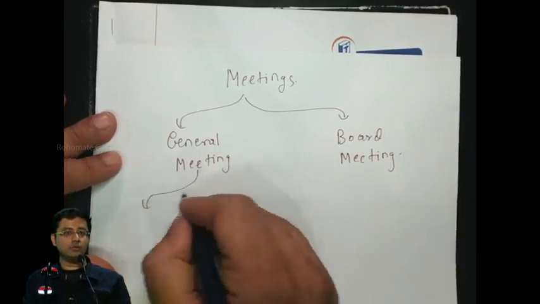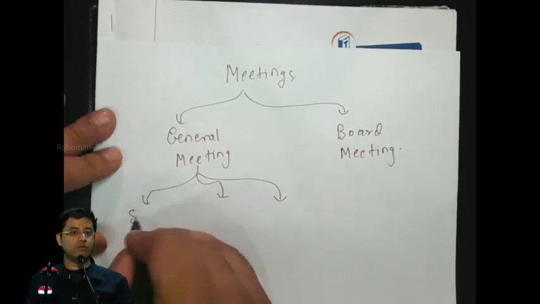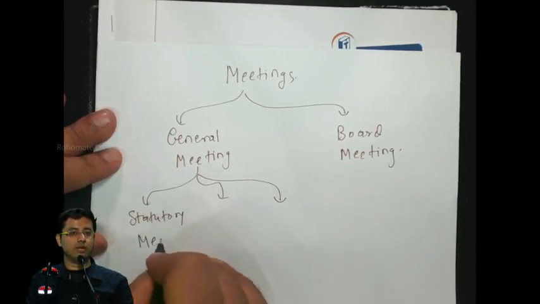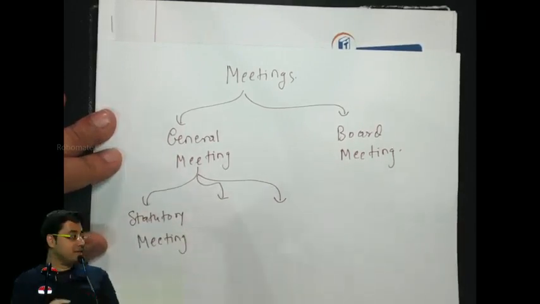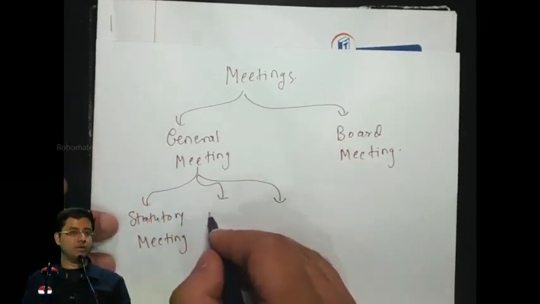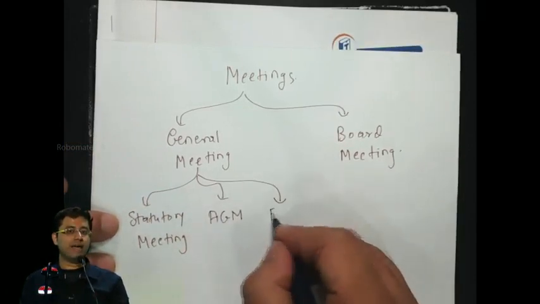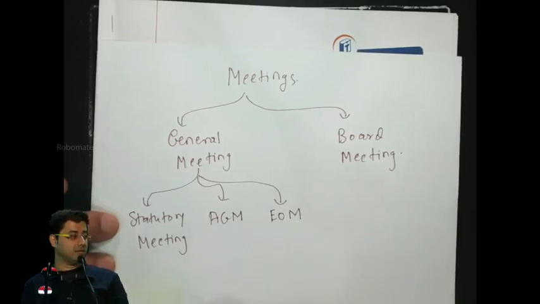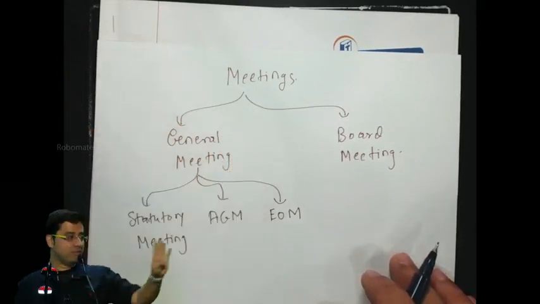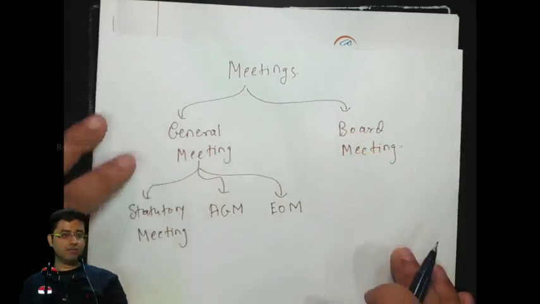Now in general meetings you have three categories. You have the statutory meeting. This will help you in understanding the company audit chapter, which is the chapter after this one, so pay attention. Statutory meeting, then the annual general meeting, very popular, and then the extraordinary meeting. So the Companies Act has four types of meetings, but for us the relevant ones are the general meeting and the board meeting.